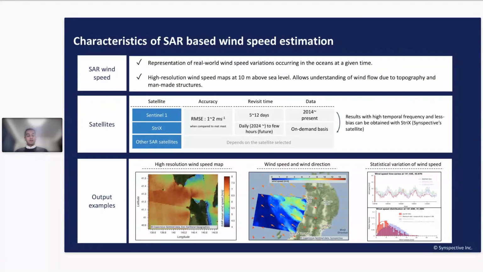And in addition to that, we also provide statistical variation of wind speed. So in addition to instantaneous time stamped wind speed, we also provide wind speed variation annually or monthly. So you can see how wind speed is varying for a given year or for a given month. And we also provide viable statistics of the variation of wind speed, which is pretty much common in the industry.